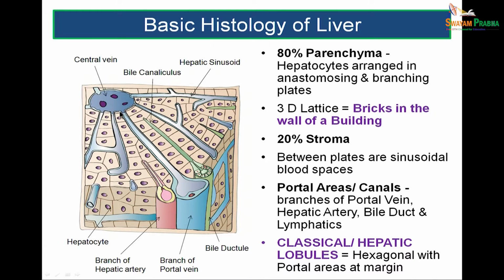And when we describe a liver structural unit histologically, we talk about the classical hepatic lobule. This classical hepatic lobule has a central vein in the center and plates of hepatic cells radiating out from the central vein, and at the periphery you have areas called portal canals or portal areas which have a hepatic artery branch, a branch of the portal vein and a bile ductule.